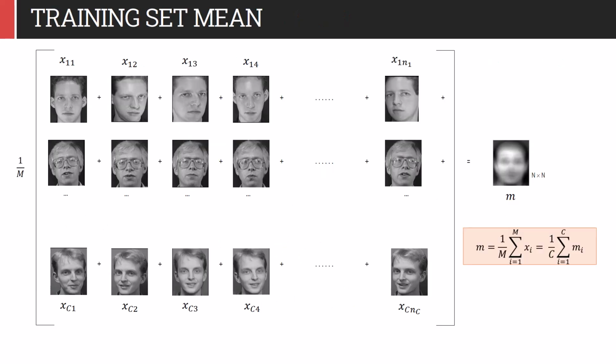Next, we have to compute the global mean. How do we compute the global mean? It is 1 by capital M, where M is the total number of training images, and we have to sum up all the images of all the classes. So x11 plus x12 up to x1n1, plus x21 plus x22 up to x2n2, plus xc1 plus xc2 up to xcnc. We will add up all the faces in the database, and that will give us the global mean. Here the formula for the global mean is shown.